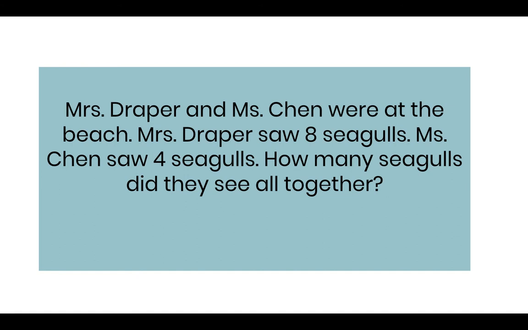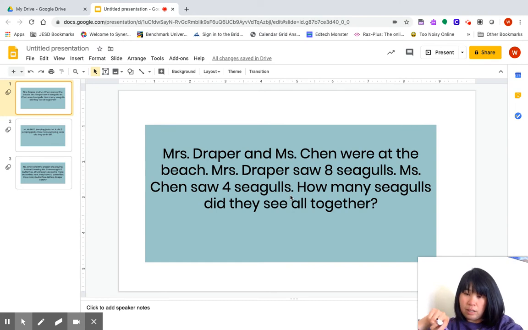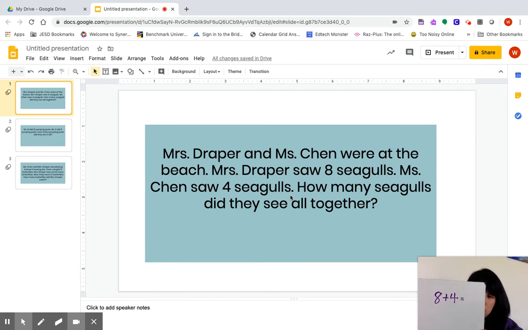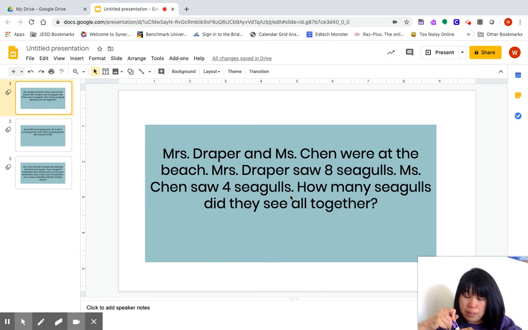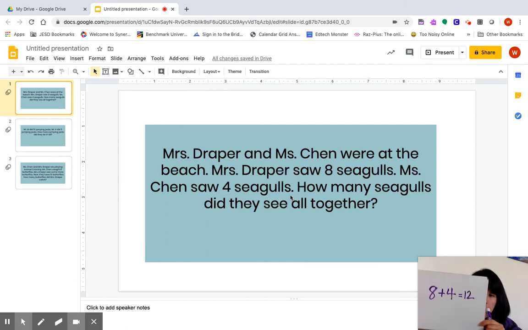Make sure that it matches your story. So I should see an 8, I should see a 4, and a plus sign. So we got that. Give yourself a pat on the back. And then go ahead and solve it. And remember, if I'm going too fast, you can always pause the video. And whenever you're ready, show me. Nice job. So they saw 12 seagulls. All right, let's look at the next problem.